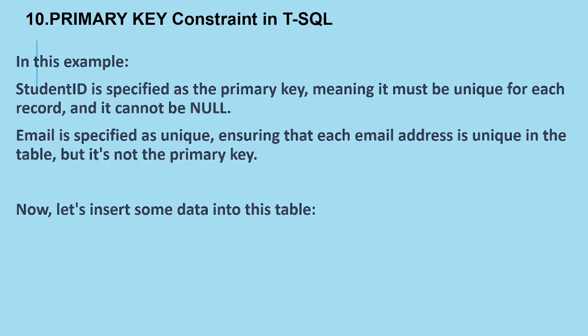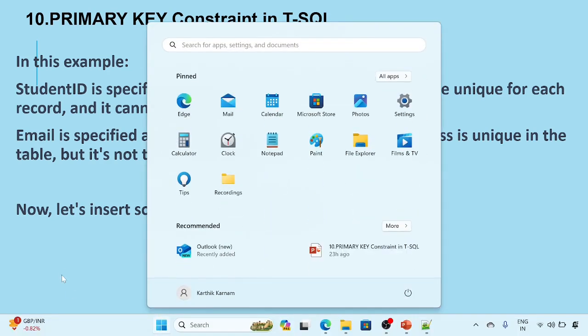Okay. So in this example, in the students table, student ID is specified as a primary key, meaning it must be unique for each record and it cannot be null. Email is specified as a unique key constraint, ensuring that each email address is unique in the table, but it's not the primary key. Now let's go ahead and insert the data. Let me open SSMS.